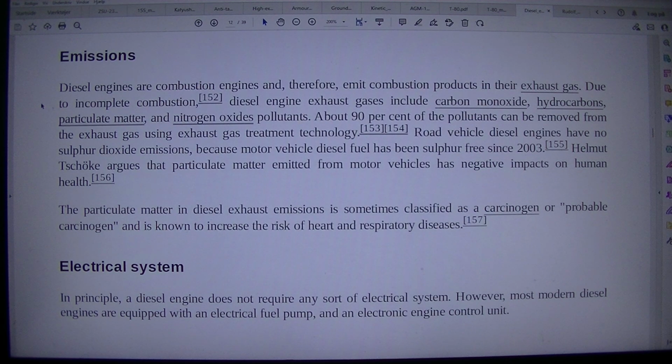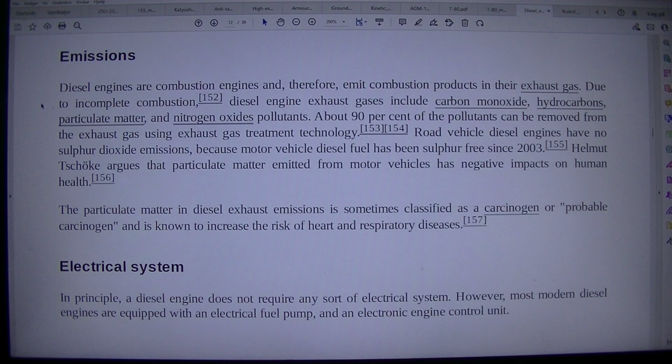Road vehicle diesel engines have no sulfur dioxide emissions, because motor vehicle diesel fuel has been sulfur-free since 2003. Helmut argues that particulate matter emitted from motor vehicles has negative impacts on human health.